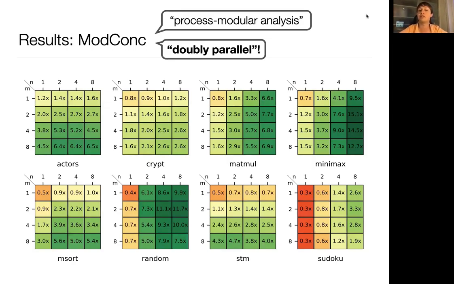Here we see the speedups for different configurations. So horizontally, M denotes the number of workers that are used to analyze processes in parallel, and N denotes the number of workers that are used to analyze functions inside a single process in parallel. So in total, you can have M times N workers at any time. In general, it indeed seems that the best speedups come from using sufficient parallelism along both dimensions, so both analyzing processes in parallel as well as analyzing functions in parallel. Also, we again notice better speedups for longer running benchmarks such as Minimax, where we achieve a speedup of up to 15 times over the sequential implementation.